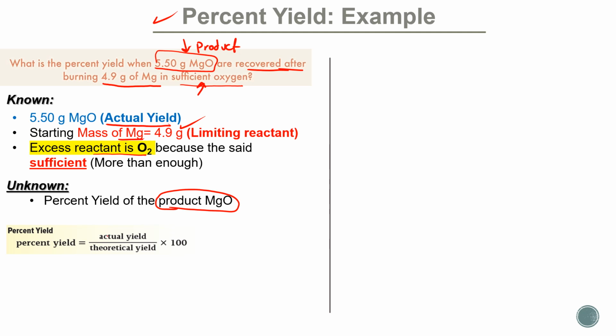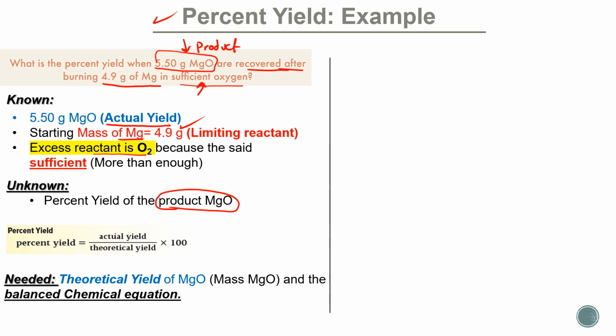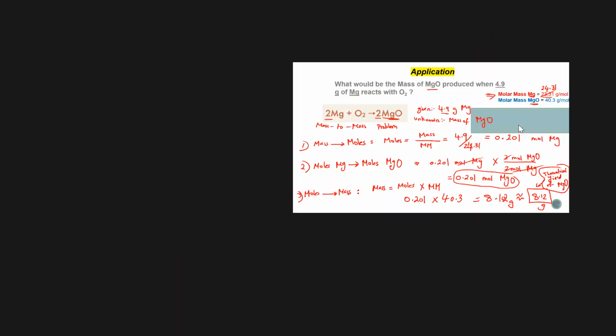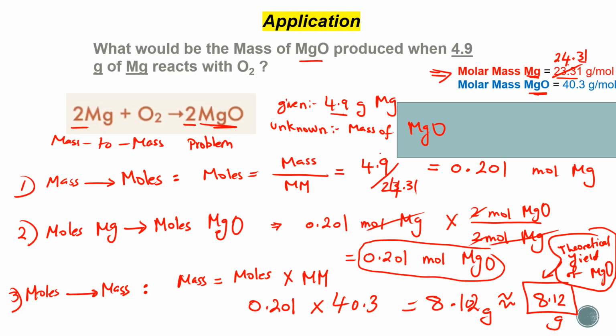What's the equation? Percent yield equals actual divided by theoretical yield, right? Now we have the actual yield اللي هي 5.5 gram حق ال MgO. It's here. But what is the theoretical yield of MgO? So the theoretical yield is found by using mass to mass problem اللي هي حليناها قبل شوي هني. Did you see? So we use the same numbers of the question to find the theoretical yield of MgO.